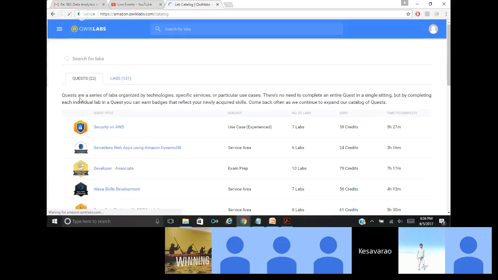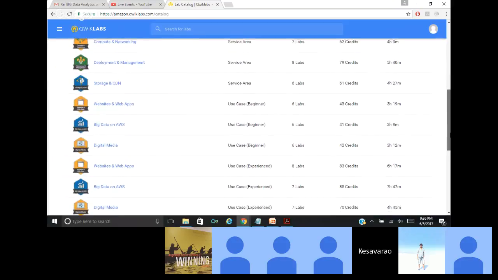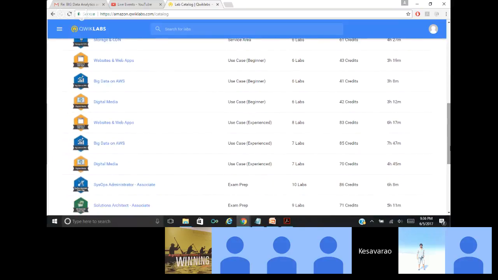Okay, this was in the quest, that's why. So you will find this as part of the quest. In the quests, you go to Big Data on AWS, not the beginner one. There is an experienced one, Big Data on AWS use case experienced.